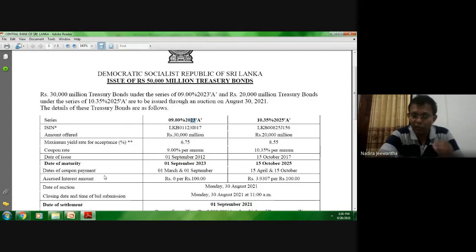Now see, when you see a question with accrued interest, meaning previously issued, so basically your answer should not have 100. It can't be 100.